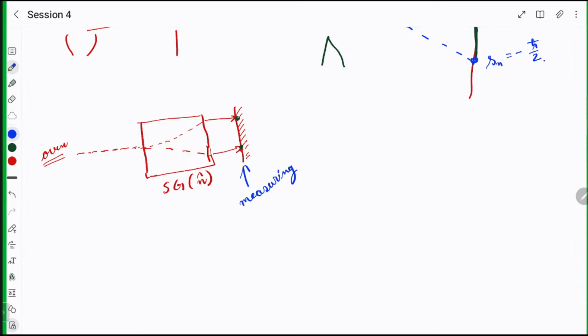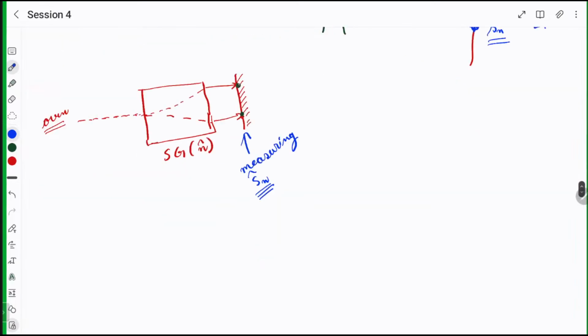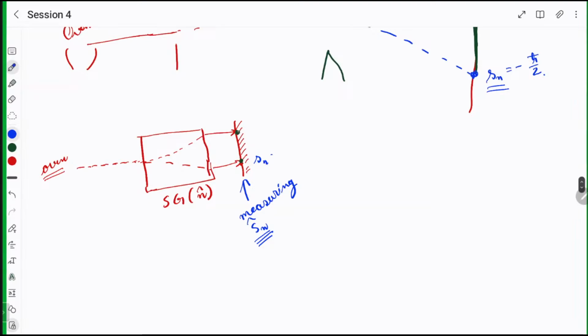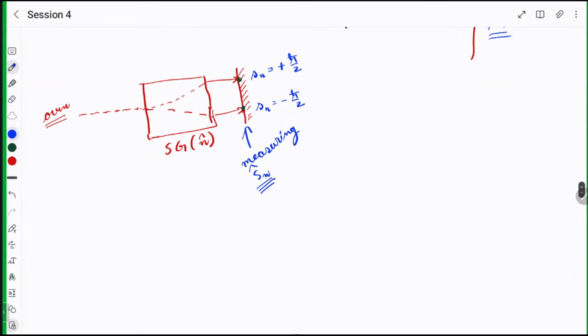According to the postulates, the n-th component of angular momentum is an observable, and any observable can be represented by a corresponding Hermitian operator. So this is actually measuring the Hermitian operator S_n hat. When we measure, we get either minus h cross by 2 or plus h cross by 2. Now let us look at how this S_n looks.